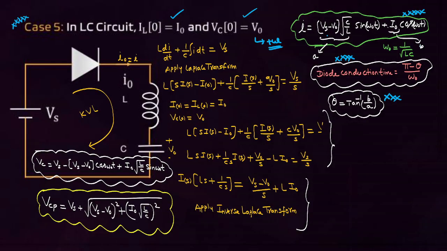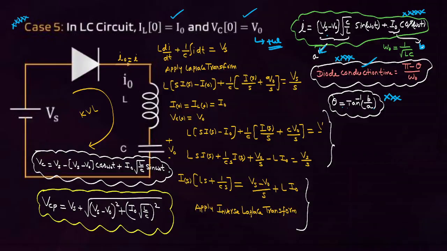The b value is I naught. Not I naught cos omega naught, only I naught is the b value. Vs minus V naught into square root C by L is the a value. Substitute here, and in this form we can get theta. Then substituting theta, we can get the diode conduction time.